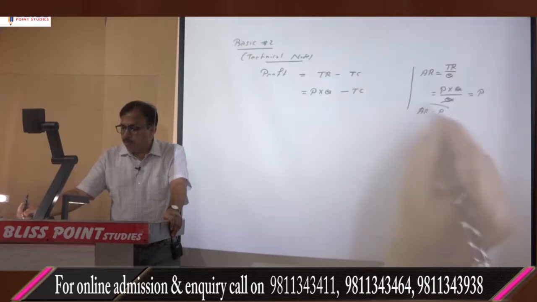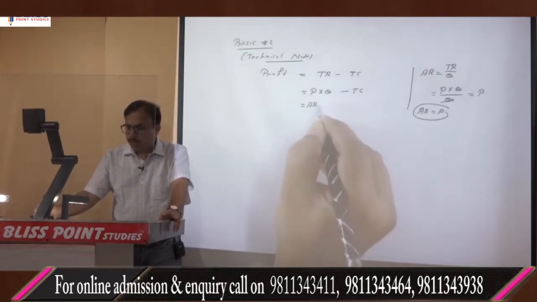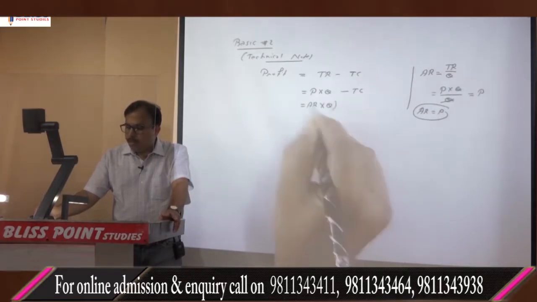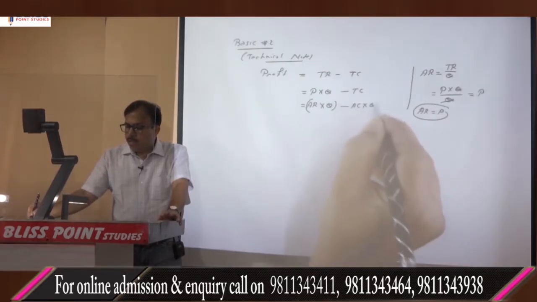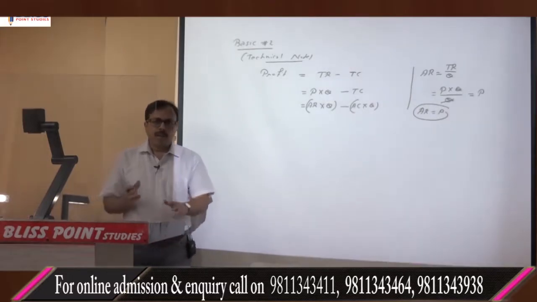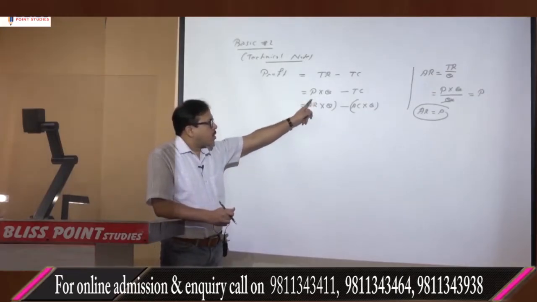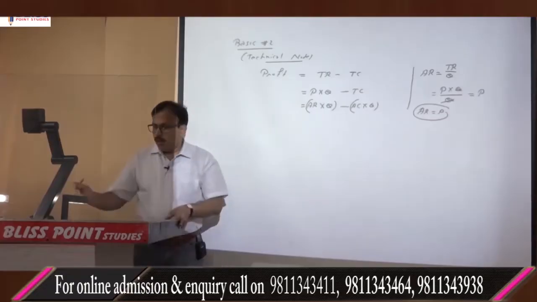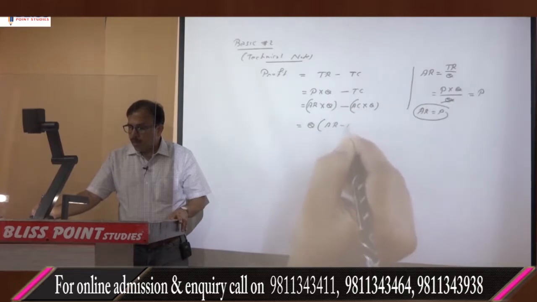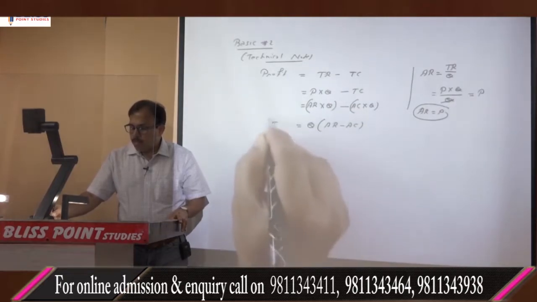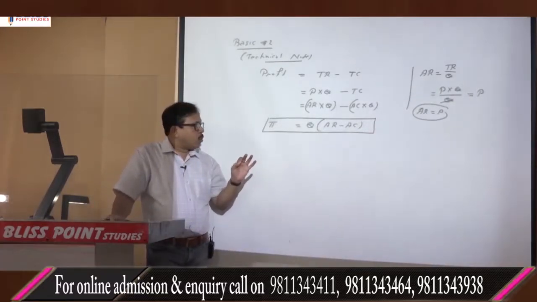So in place of price, you can write average revenue, and this holds in any market. So average revenue into quantity is total revenue. Similarly, average cost into quantity gives you total cost. Average is for per unit. If you multiply it with the quantity, you get the total. So AR into Q is TR and AC into Q is TC. If you take that quantity common, then in the bracket it is AR minus AC. Profit is denoted by the pi symbol. So profit is quantity into AR minus AC.